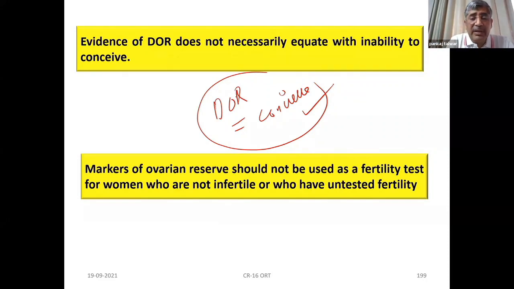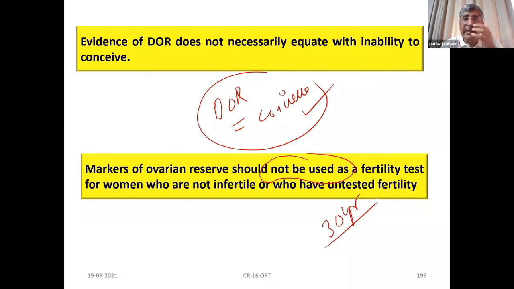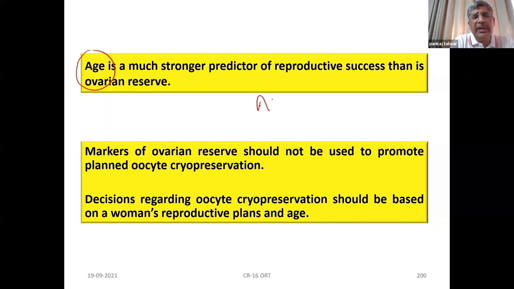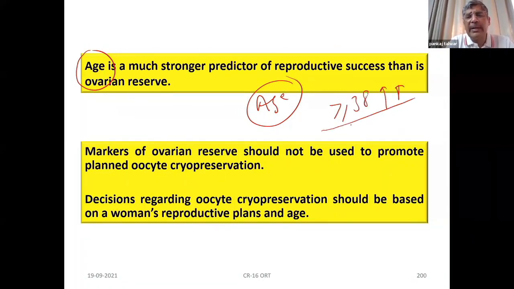And the marker of ovarian reserve should not be used as a fertility test for women who are not infertile or who have untested fertility. This is very important: for women who have untested fertility, say a woman of 30 years of age who comes to you to know her fertility, we cannot actually tell her how fertile she will be. That's not possible. So she has untested fertility, and by some values of AMH, we should not be giving her some value or some answer. Age is a very good marker. I always say, try to focus on age and we get a very good answer. As age becomes more than 38 years, the problems start increasing. So age is a very good marker for all of us.